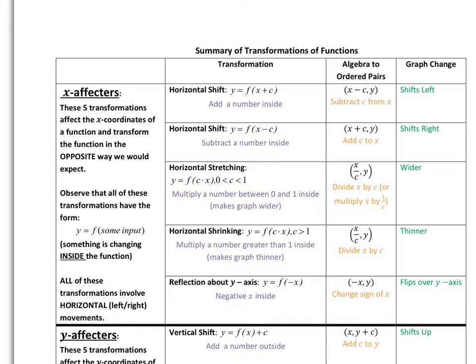Just understand that with your stretching, it would occur if your number is between 0 and 1, and that makes the graph wider. For horizontal shrinking, the number would be greater than 1, and that would make the graph thinner. The last one would be a reflection over the y-axis, where we have a negative on the inside. That's going to change the sign of x. So again, those are our x-effectors, horizontal changing, horizontal movement, but what's happening is the opposite of what you might think, opposite of x.